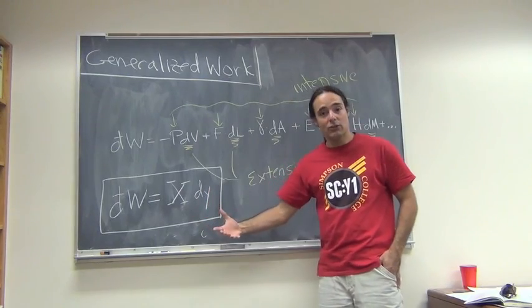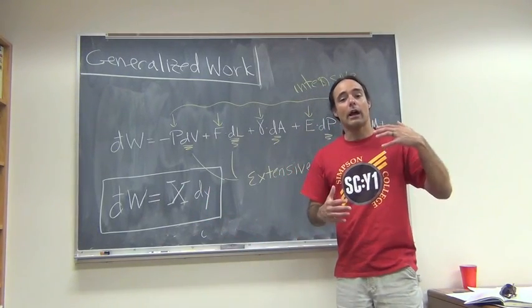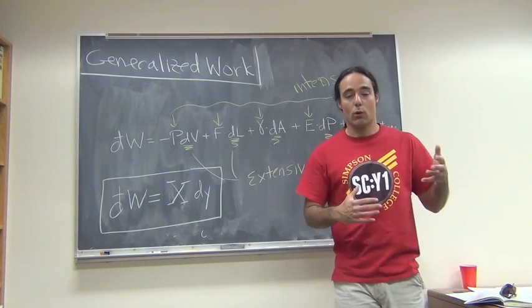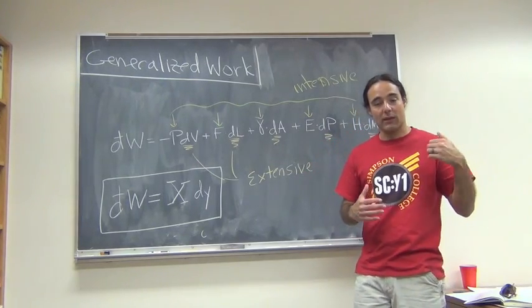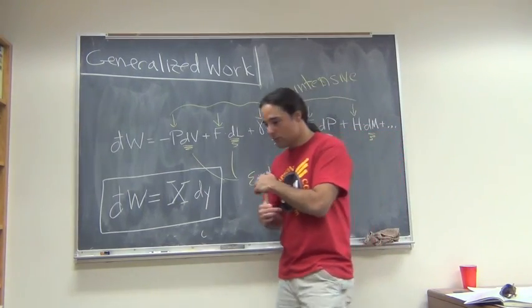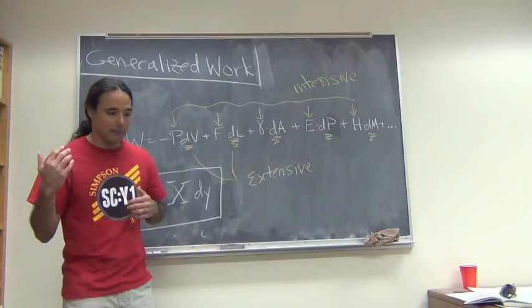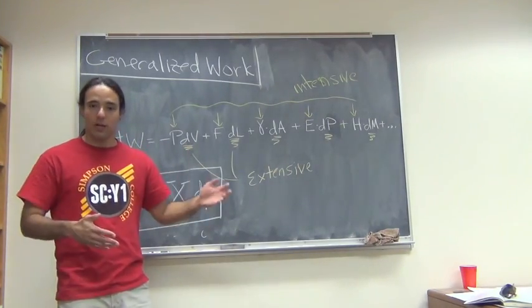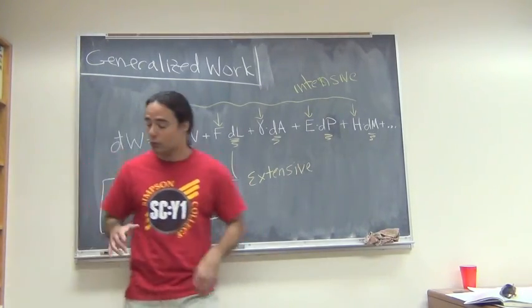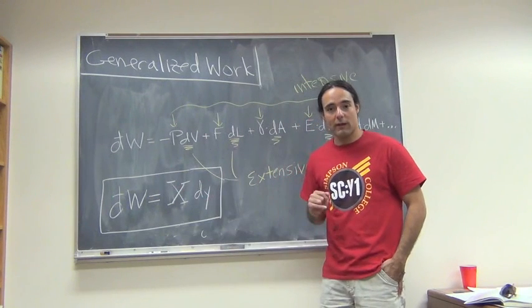This is a generalized formula for work. It should work with any system that we're working with, whether it be DNA dynamics or magnets and superconductors. We should always be able to write our work in some form that looks like this.